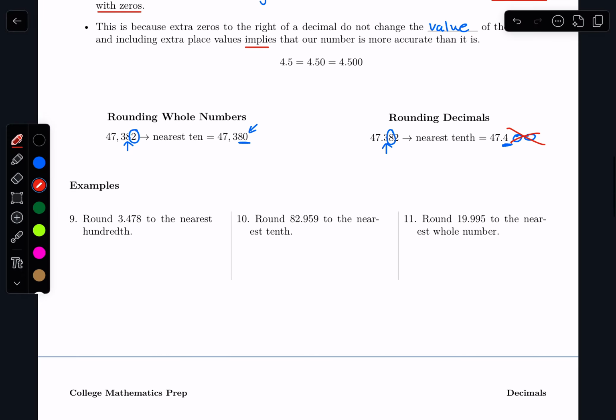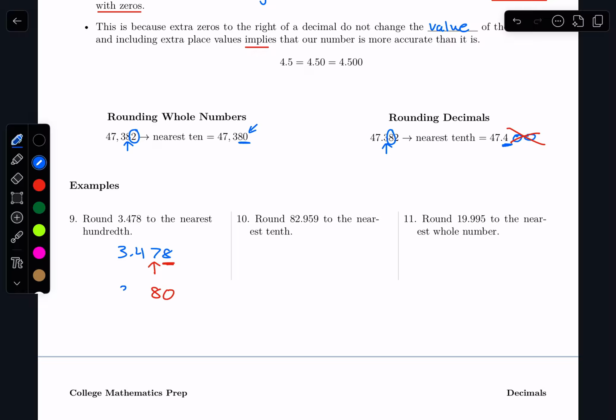All right, let's do a couple examples. Number 9, we want to round 3 and 478 thousandths to the nearest hundredth. So I'm going to take my number and identify where the hundredths place value is. It's that 7. The number next to it is an 8, so I'm going to round up to be 80 at the end here.